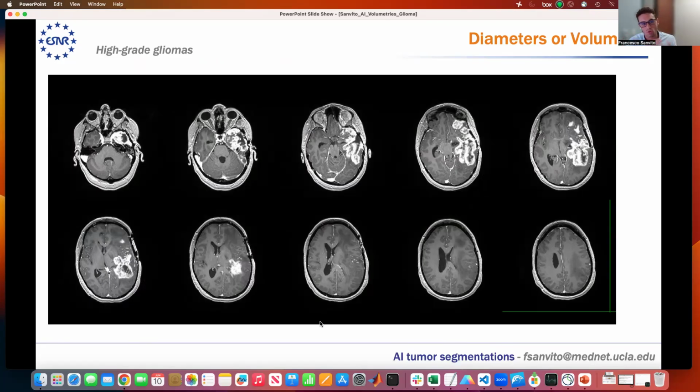We talked about low grades, but what about high grades? A very compelling case, in my opinion, is high grades that have very irregular margins. They're very large, and they have very odd shapes, so it's very hard to measure them.